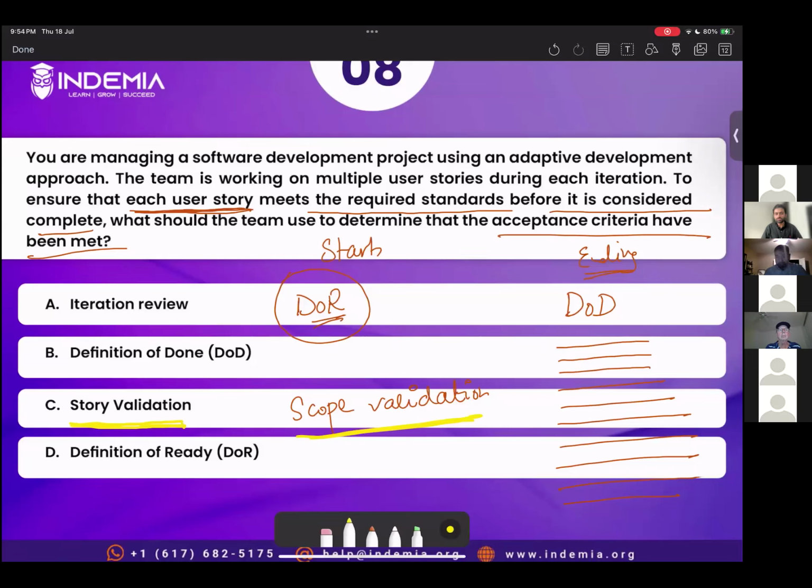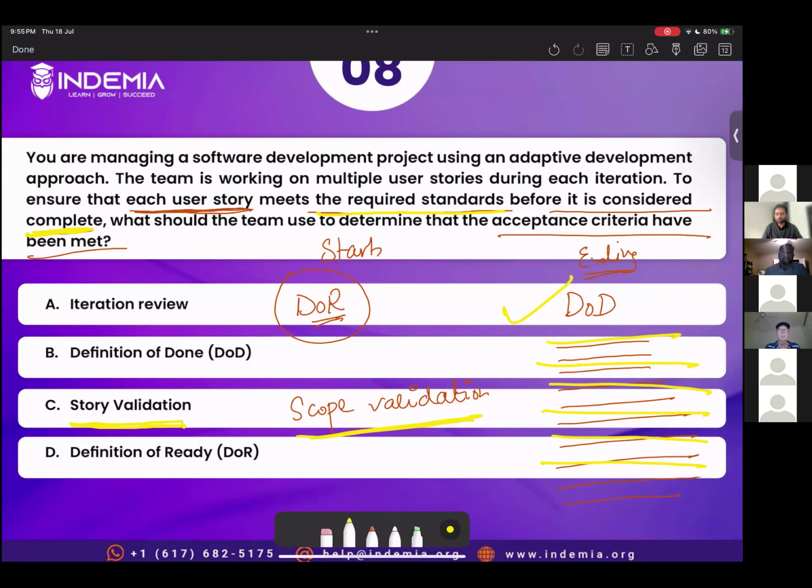We're discussing how to ensure that each user story meets the required standard before it is considered complete. So what are those required standards? That is the definition of done. It's a list of all the actions which you should complete before you present the product to the customer for demonstration. So the correct answer is option B.